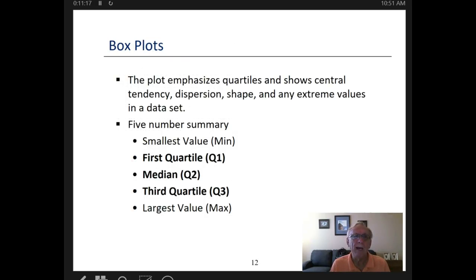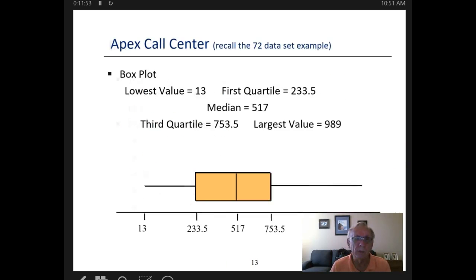The second item is the box plot. This is going to emphasize quartiles and show central tendency, the shape, and extreme values in the data set. We're going to use the Q1 and Q3 again that we learned about in the IQR to establish the size of the box. We need to know the smallest value, the first quartile, the median, the third quartile, and the largest data in that data set for calculation purposes.